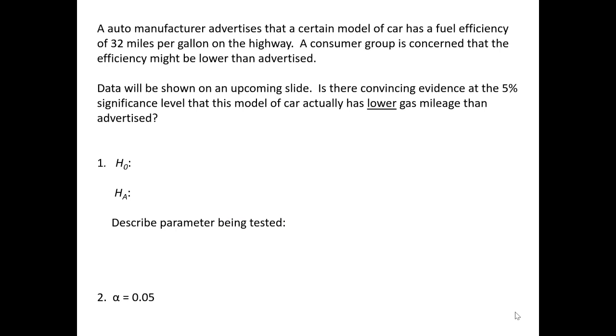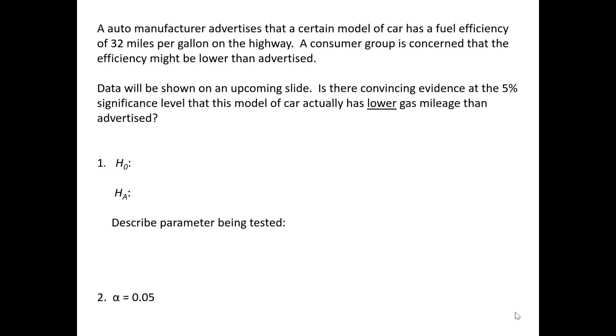Okay, so consider the following problem. An auto manufacturer advertises that a certain model of their car has a fuel efficiency of 32 miles per gallon on highway. A consumer group is concerned that the efficiency might actually be lower than advertised. We'll see the data in a moment, but we want to know, is there convincing evidence at the 5% significance level that this model of car actually does indeed have a lower gas mileage than is being advertised?